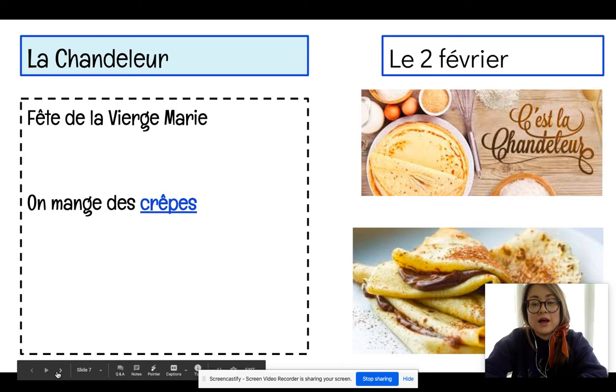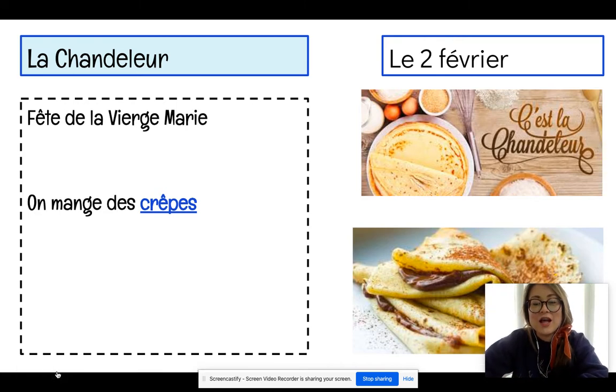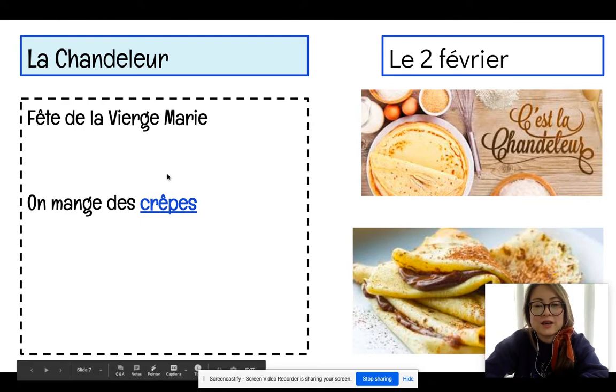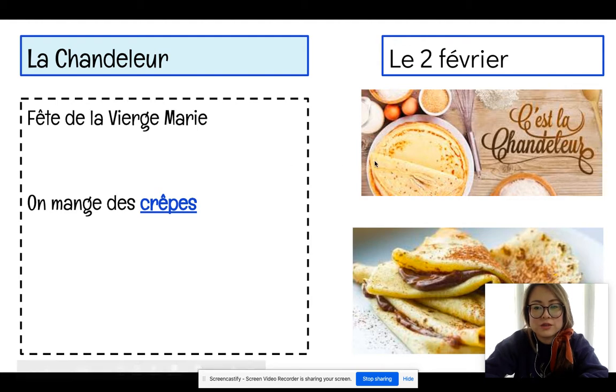Okay. La troisième fête, c'est la Chandeleur. La Chandeleur, ça se passe le 2 février. Le 2 février, donc on est en hiver. Et la Chandeleur, ça veut dire, en fait, il n'y a pas vraiment de traduction, mais c'est une fête aussi religieuse pour la Vierge Marie. Ça veut dire the Virgin Mary.